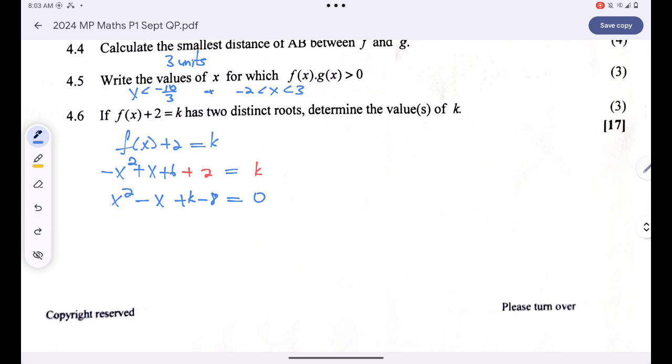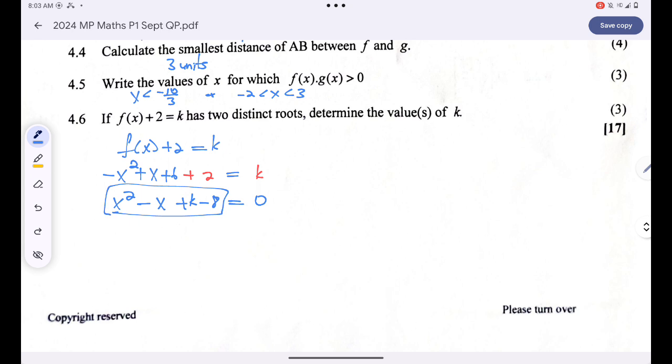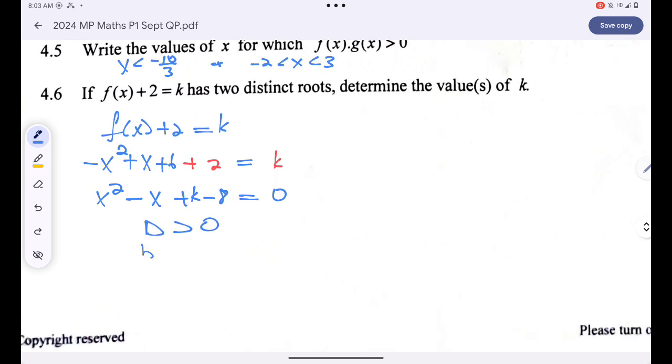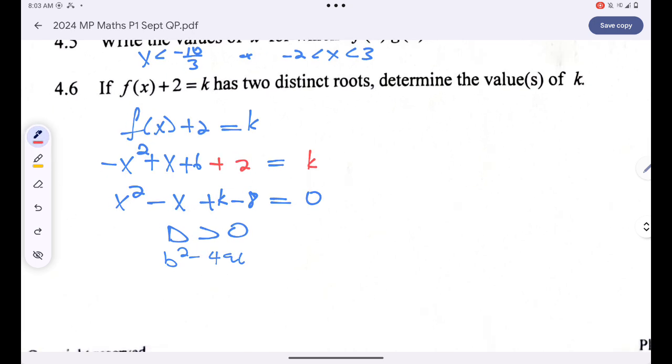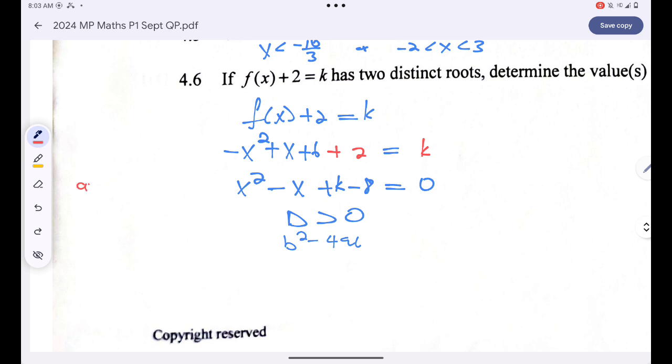Okay, for the nature of roots, guys, for this thing to have real roots which are unequal, that means delta should be greater than 0. Remember your nature of roots, guys. Delta should be greater than 0, and delta is just b squared minus 4ac. What is the value of a, b, and c? A is the coefficient of x squared, that's 1. B, the coefficient of x, that's negative 1. C is anything that does not have x, that's basically k minus 8. Are you together? So b squared minus 4ac is greater than 0.